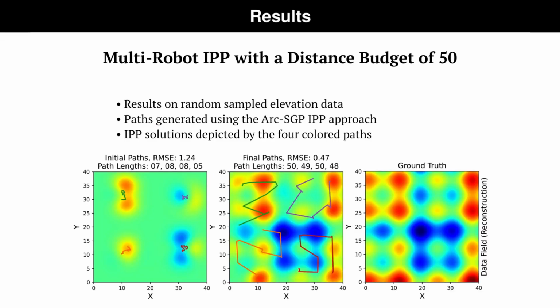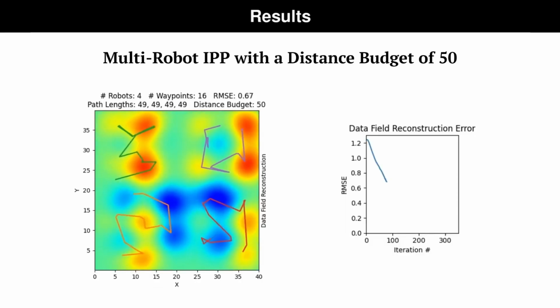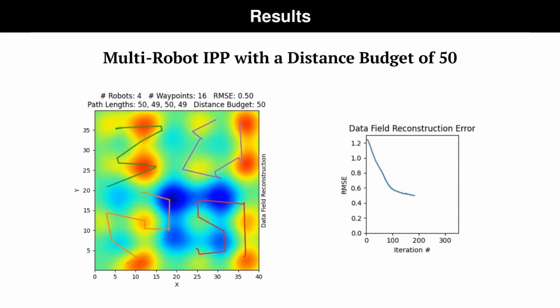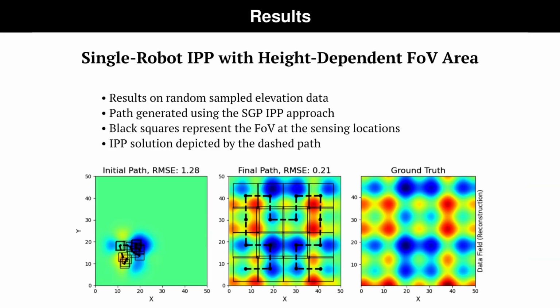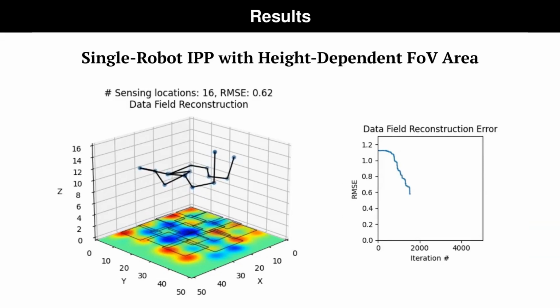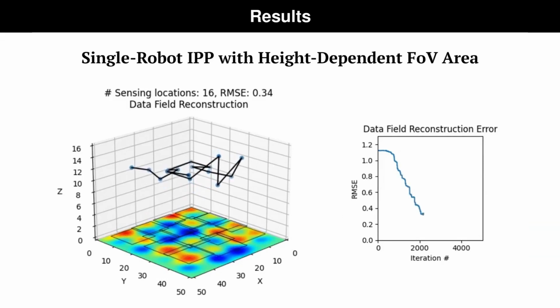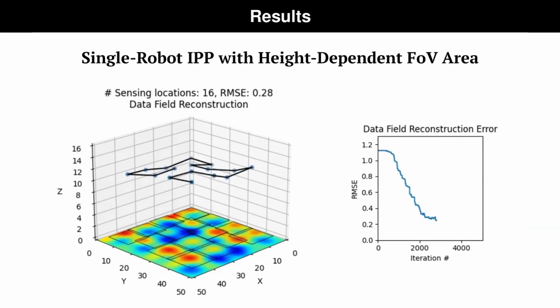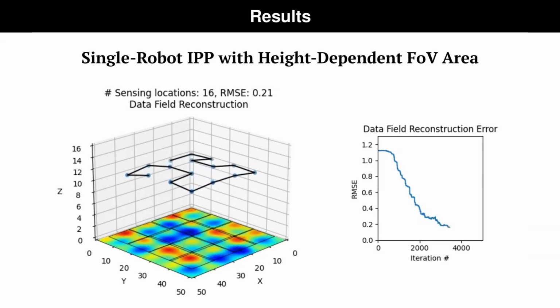Here is our method for informative path planning with 4 robots, each with a distance budget of 50. Finally, we demonstrate our approach for a single robot, such as a drone. We model it so that the area sensed by the drone varies based on its height from the ground. We see that our method optimized the robot's height at each sensing location to ensure full coverage of the environment.